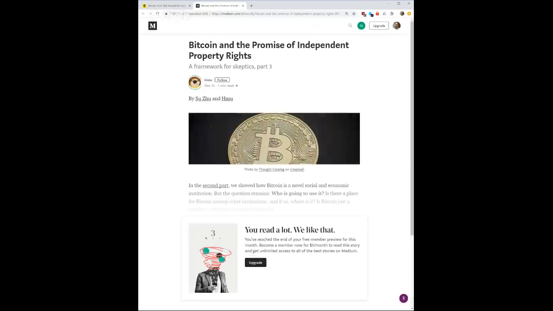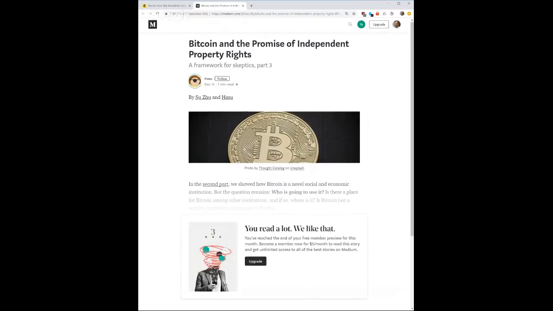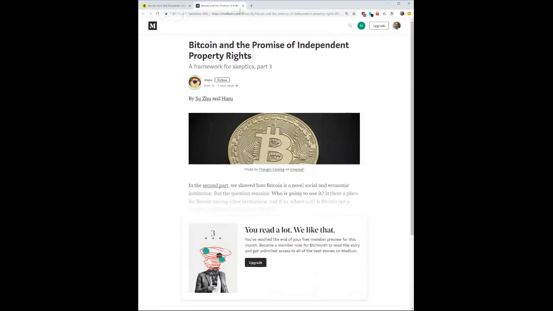And this is Bitcoin and the promise of independent property rights. So Hasu has been writing a ton of articles about Bitcoin, and this is a framework that's really effective, I think. So I would encourage you to read it. Unfortunately, it looks like it's behind the paywall. I didn't realize that, so yeah, sorry.